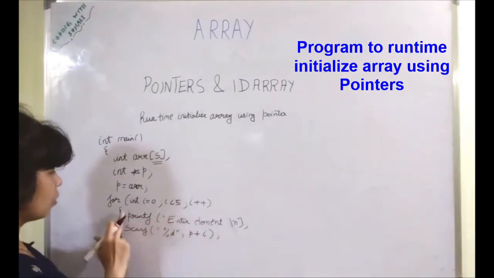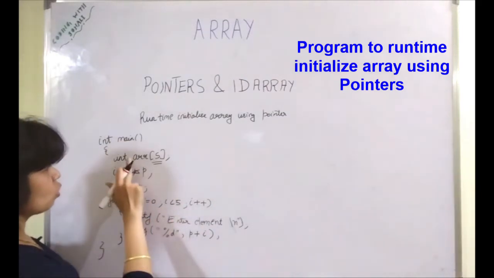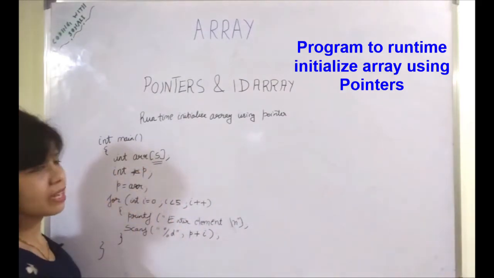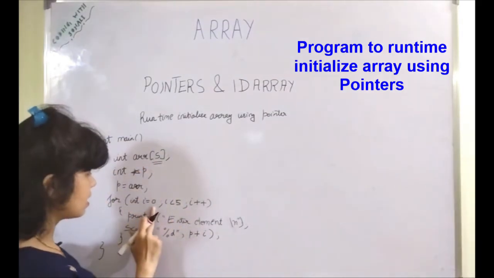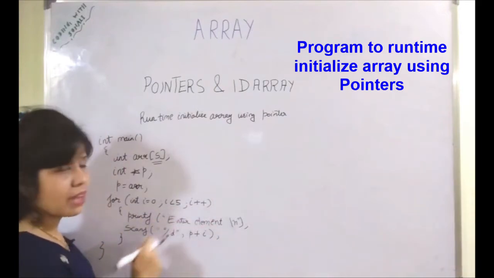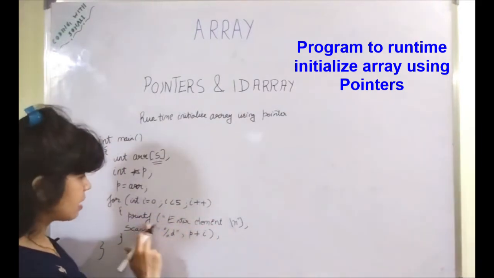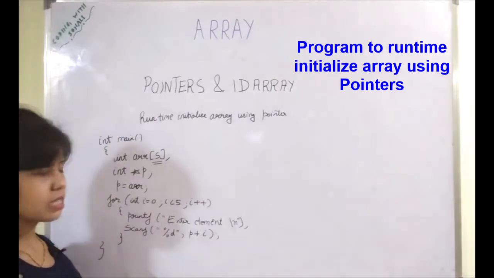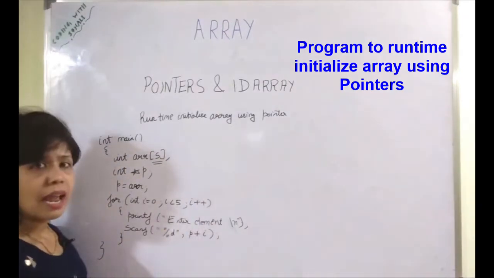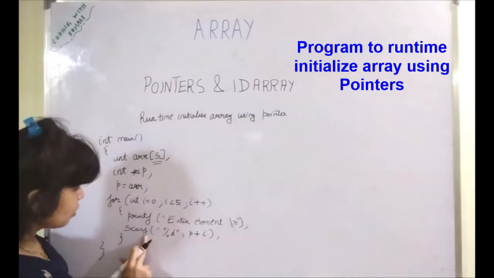So what will happen now? We have taken the for loop. Obviously since the array size is 5, we take I is equal to 0, I less than 5, I plus plus, and we are asking, that is printf, enter the element. So the user will understand that the user is supposed to enter the element. Then we are using the scanf.